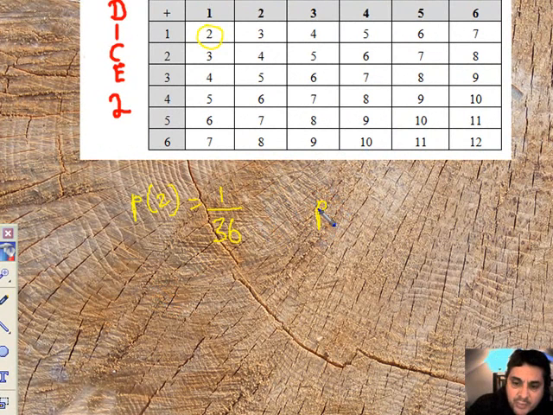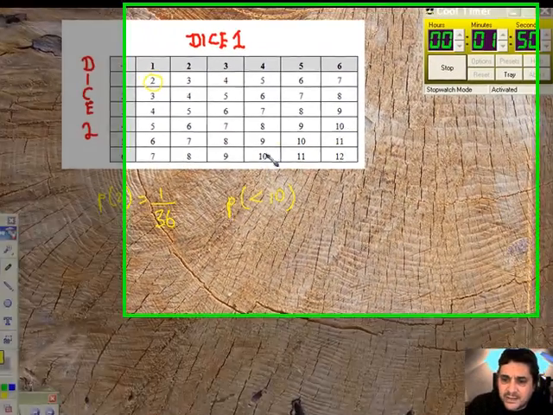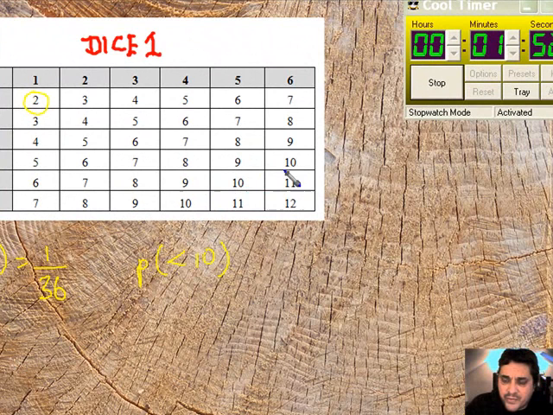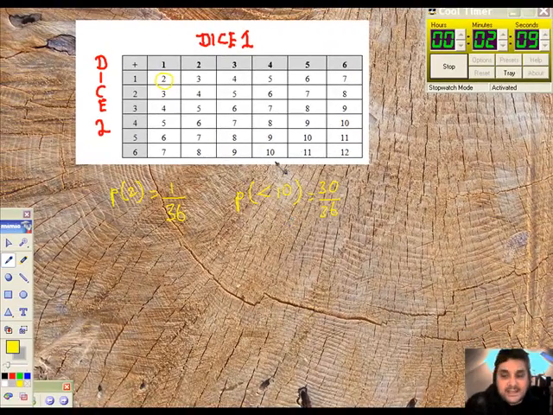Next one. The probability of getting something less than 10. Well, these are all 10s. So 1, 2, 3, 4, 5, 6. I've got 6 totals that are greater than 10. Therefore, to be less than 10, I must have the other 30. So it's 30 over 36 is the probability of getting a score less than 10.